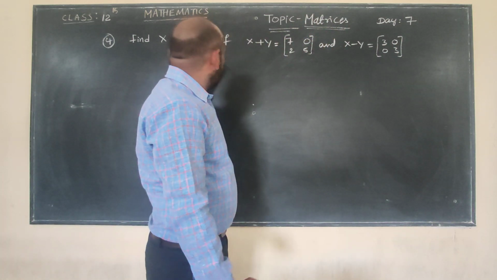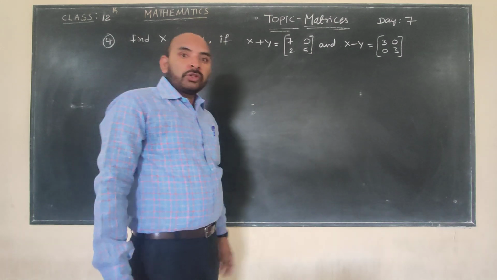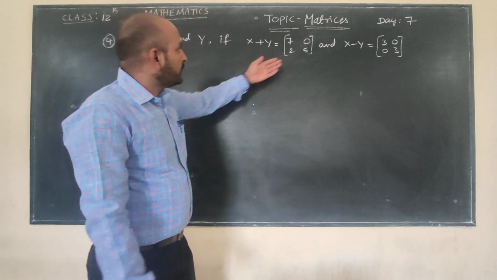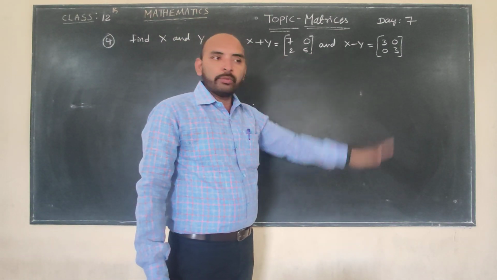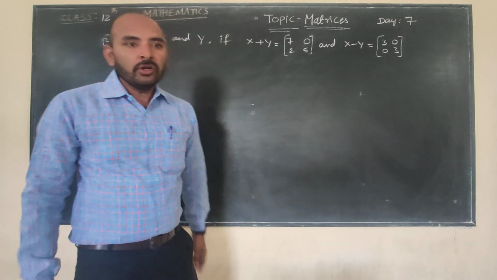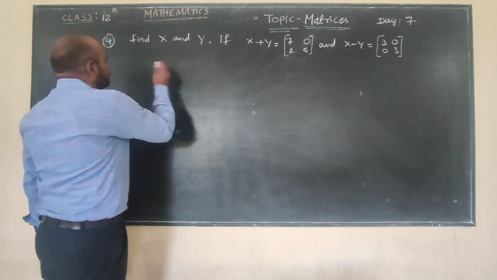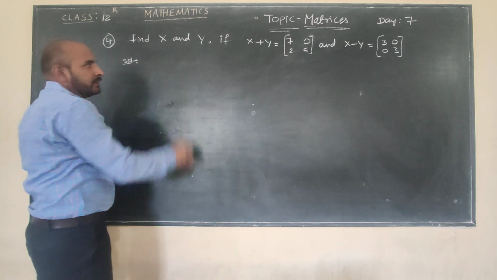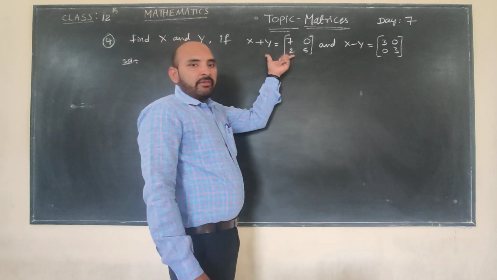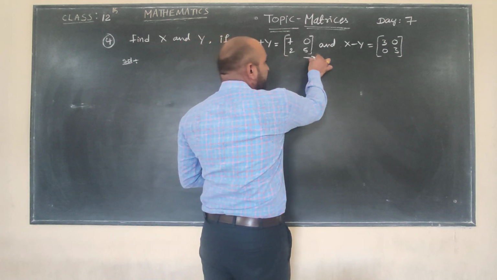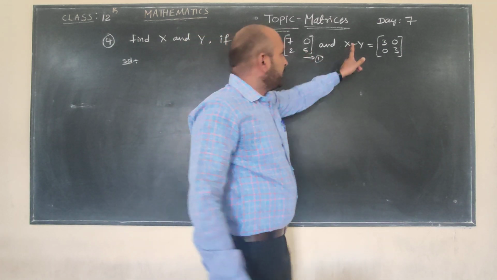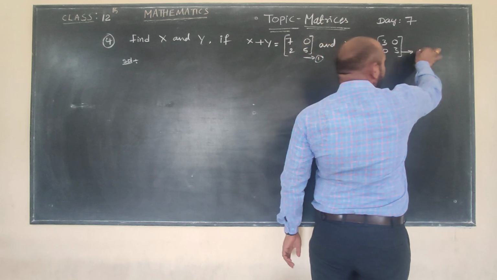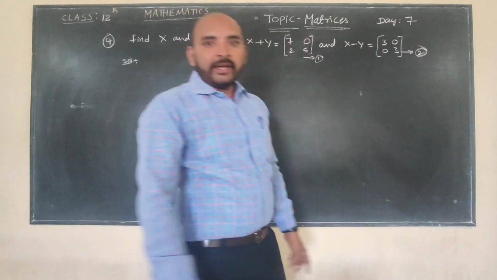Here we have to find capital X and capital Y. Both are of the same order because they are getting 2 by 2 matrices. This is also a 2 by 2 matrix. Even X and Y are also 2 by 2 matrices. So now let us consider this as equation number 1. This is also another equation. Let us take this as the second equation.